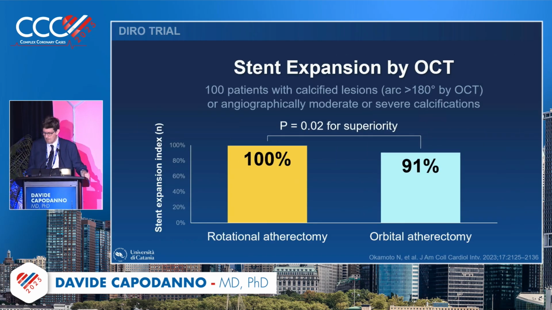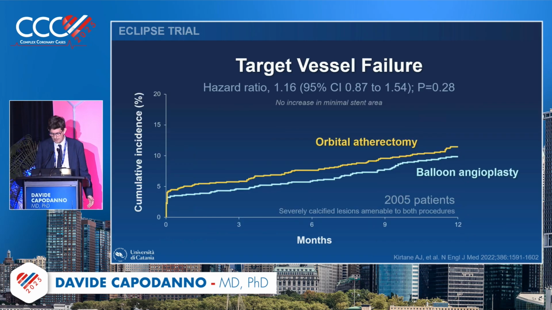And when you compare rotational atherectomy with orbital atherectomy, you find this small study that comes from Japan. The primary endpoint was stent expansion by OCT in 100 patients with calcified lesions, or angiographically moderate to severe calcification, and it seems that rotational atherectomy was better than orbital atherectomy in this head-to-head comparison. So this is one of the reasons why maybe the ECLIPSE study didn't meet the primary endpoint. You see that rotational atherectomy apparently was better.